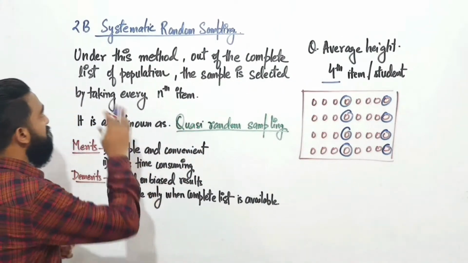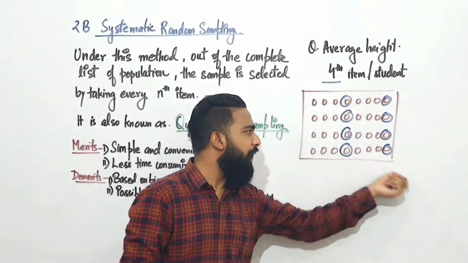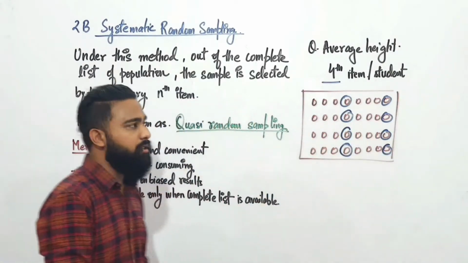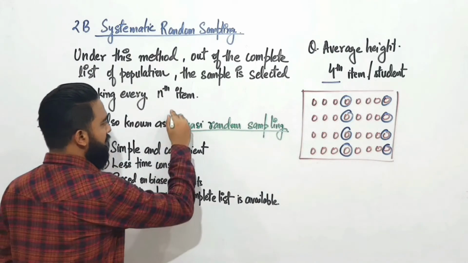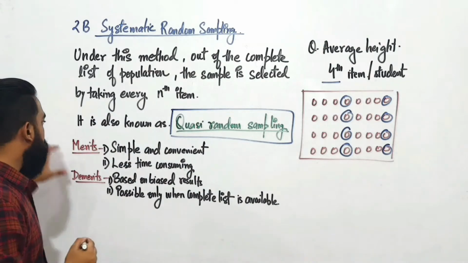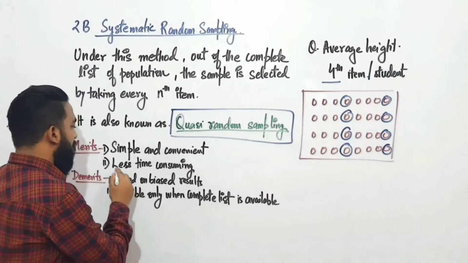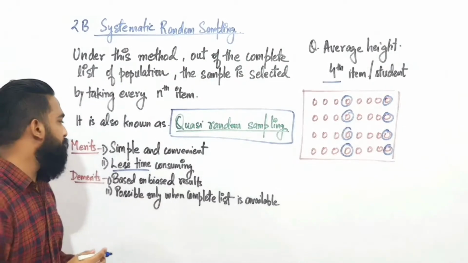So this is the method which is known as systematic sampling. You are going in a systematic manner. Every 4th item you are taking as your sample. Now this method is also known as quasi random sampling. Fine. The merits are: it is simple and convenient, very easy to do, and it consumes less time.